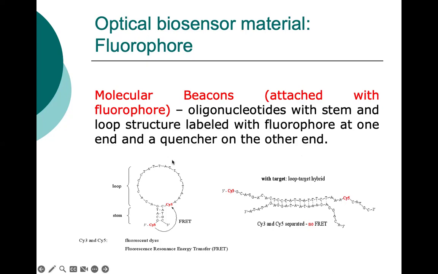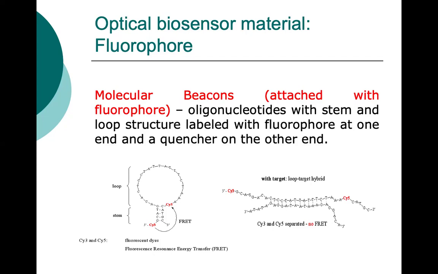So what is a molecular beacon? It's actually a DNA probe. If you remember, a DNA probe is specifically designed for a particular species. For example, if you want to detect E. coli, then we have a DNA probe for E. coli. The same goes for the molecular beacon. It's a DNA probe specifically designed for that particular target.